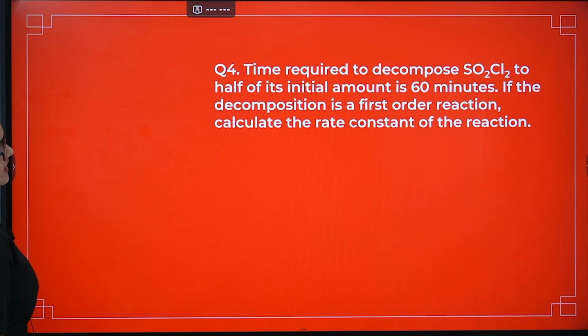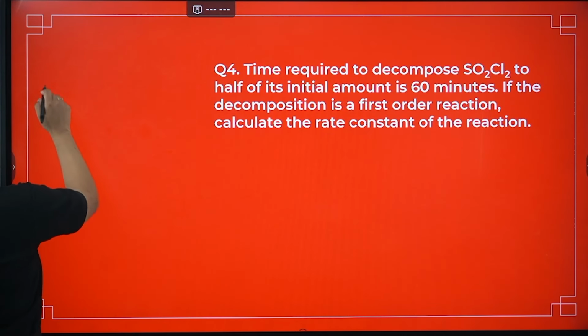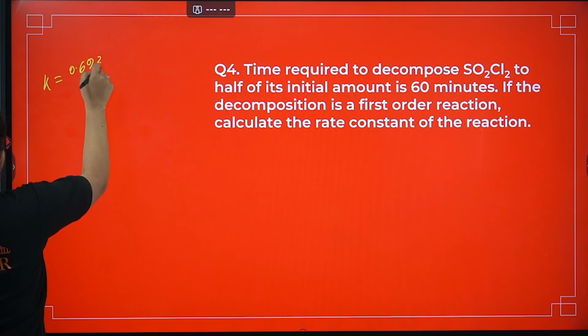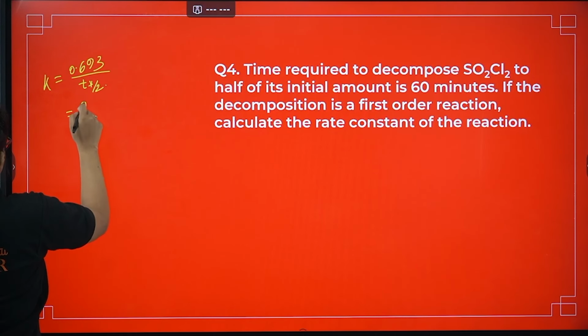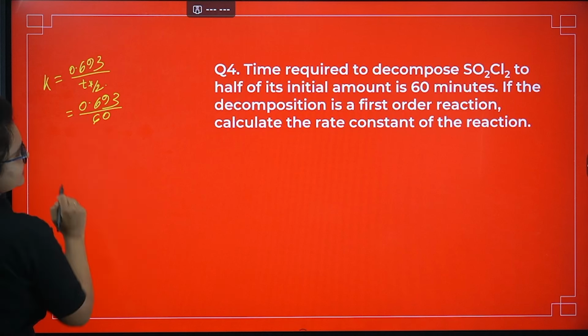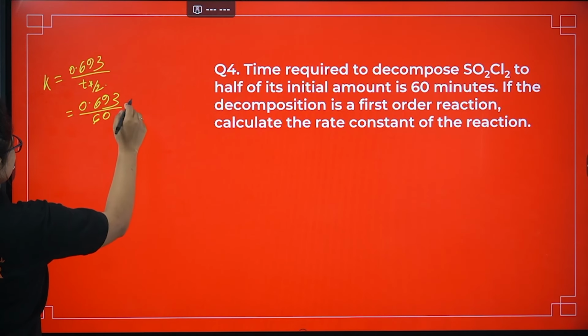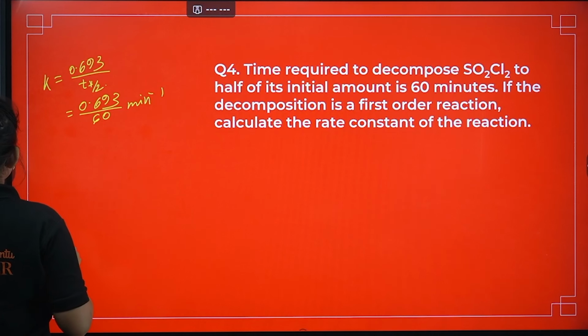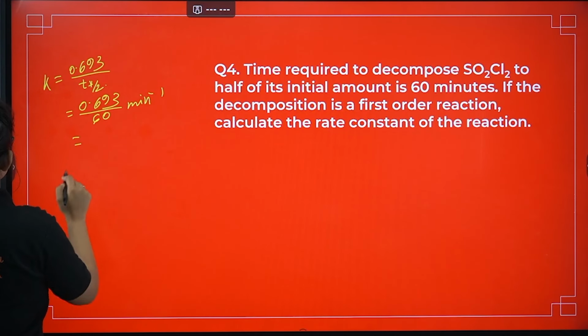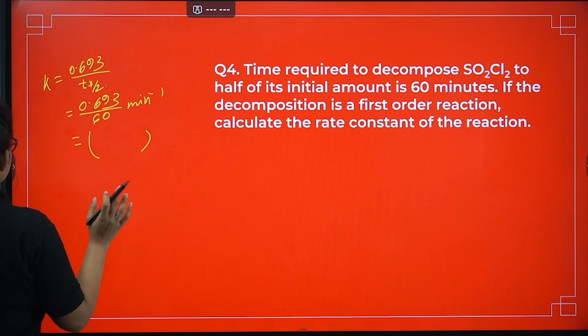So see, half-life is given, right? So from there K equals 0.693 divided by T half, right? So 0.693 divided by 60, right? I'm keeping it in minute only, so it will be minute inverse, right? So if you just calculate this particular thing, then you will get your answer.